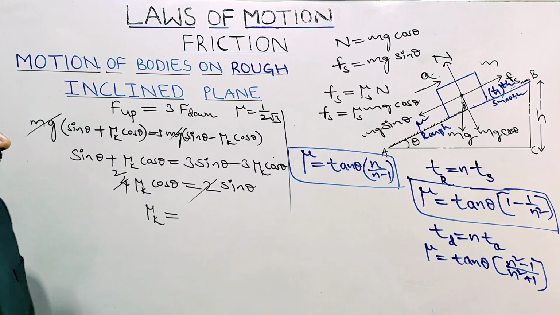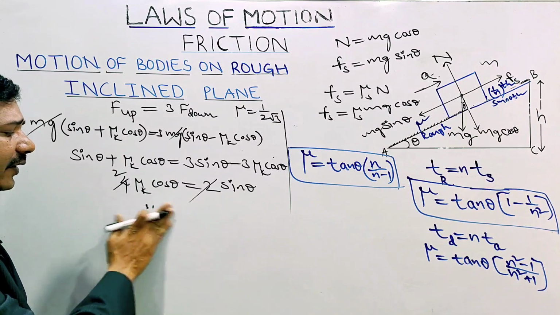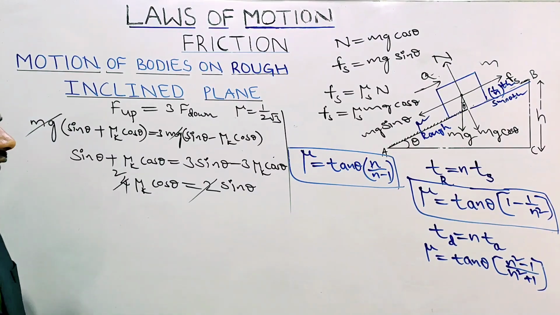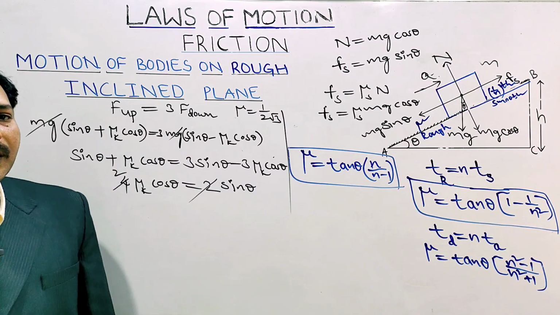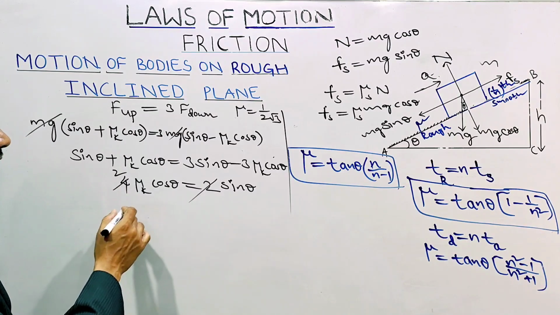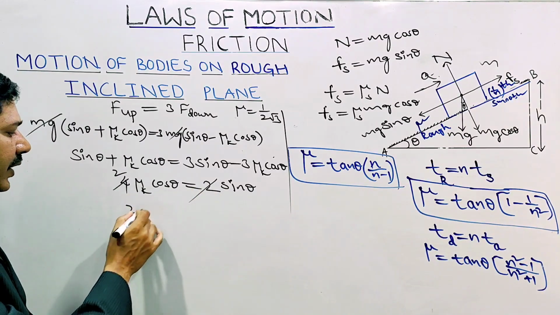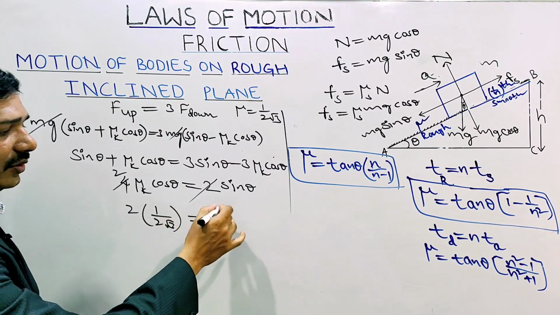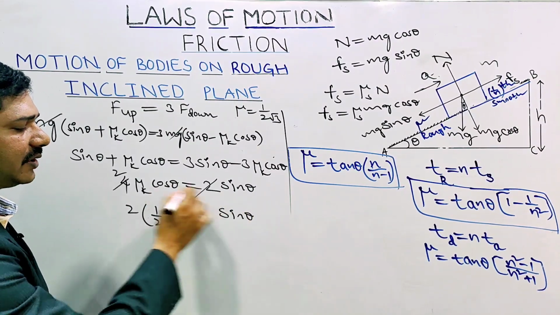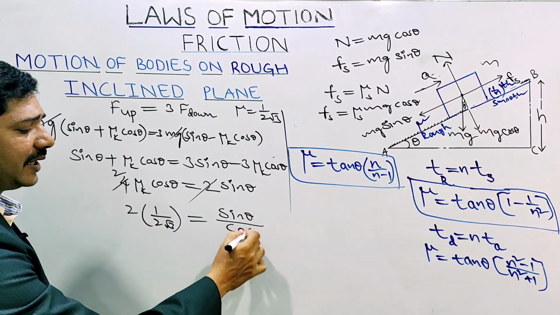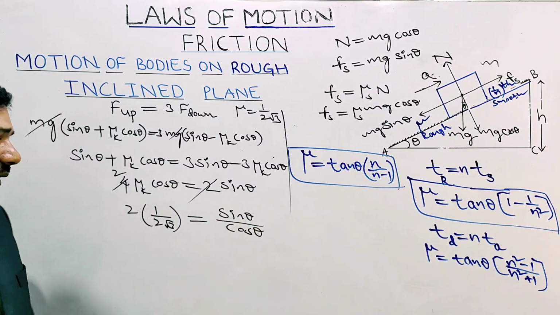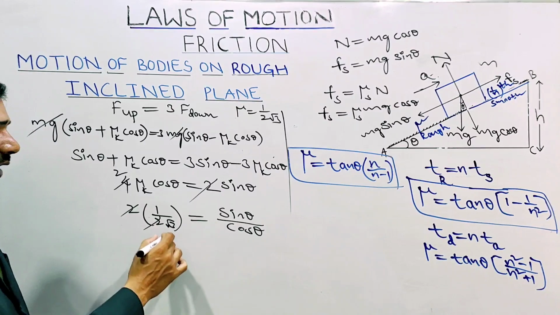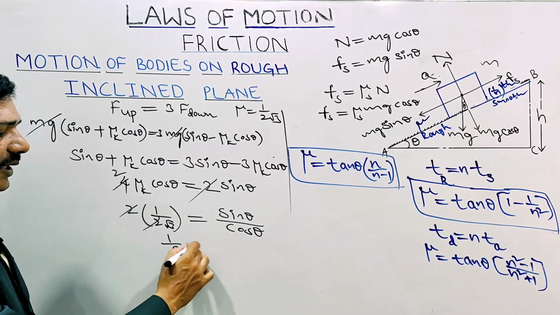So what I am doing? Mu k value they only given, na? First we'll substitute the mu k value. Mu k value how much given? Okay, here 2 into mu k value 1 by 2 root 3 given is equal to sin by cos. This cos theta I am sending this side, sin by cos theta. Okay, here 2 gets cancelled. 1 by root 3 is equal to what?